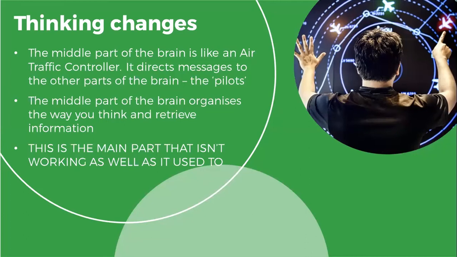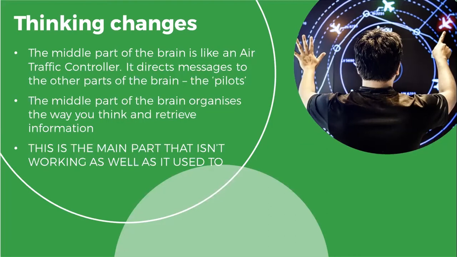And the middle part of the brain is a bit like an air traffic controller. It's that central control that's sending messages out to other parts of the brain that we can think of as the pilots. And if the air traffic controller isn't working, then the pilots can't do their job. So it's this part of the brain that organizes the way you think and the way you retrieve information. And this is the main part that isn't working as well as it used to for people with Huntington's.